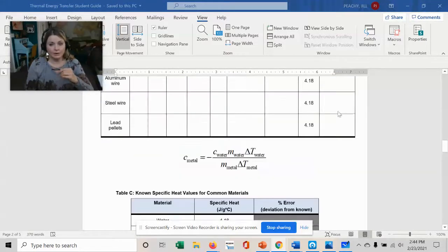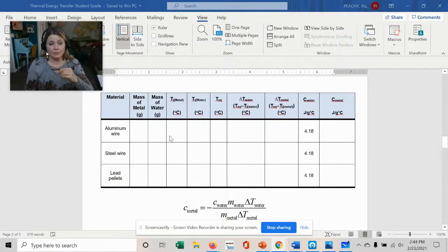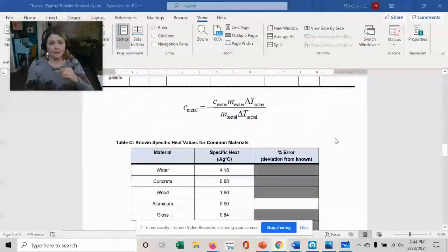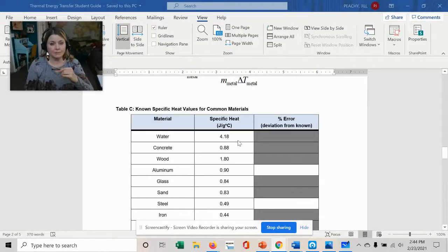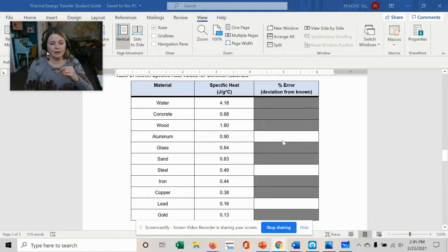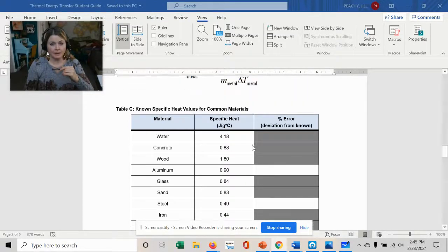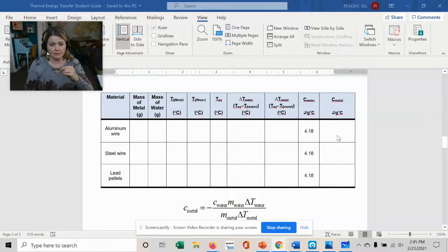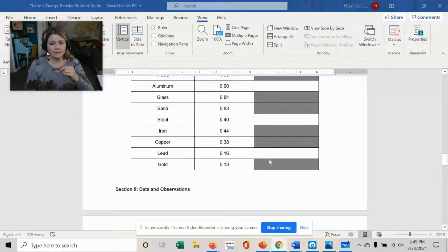Now you're going to compare the specific heat of the metal that you calculated to the actual specific heat of the metal here, right? And you're going to be able to take this table and figure out your percent error. So if you've got the aluminum, this is what it should be, and this is what you calculated. So you have to figure out the percent error for this.